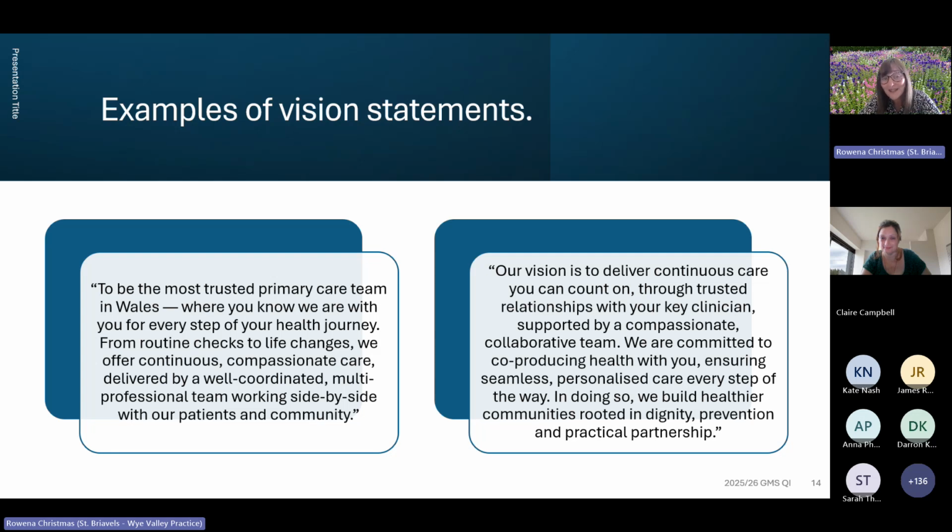And the other student said something fairly similar. Our vision is to deliver continuous care that you can count on through a trusted relationship with your key clinician, supported by a compassionate, collaborative team. We're committed to co-producing health with you, ensuring seamless, personalised care every step of the way. And in doing so, we build healthier communities rooted in dignity, prevention, and practical partnership.